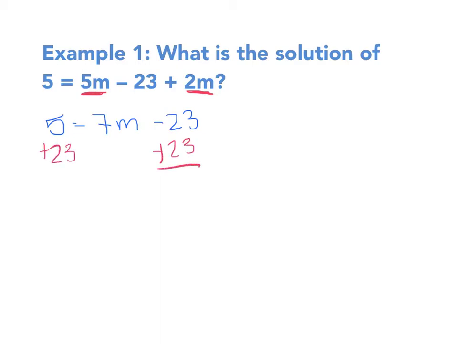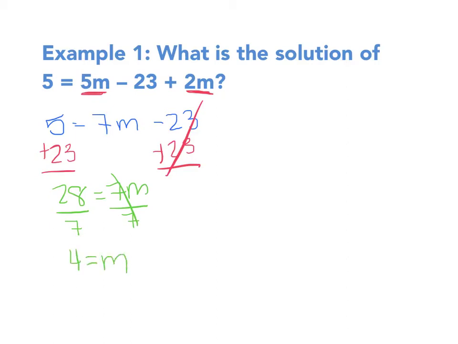Remember, my goal is to isolate the variable of m. So I add 23 to both sides. Negative 23 plus 23 is 0. It cancels out. 5 plus 23 is 28. And that is equal to 7m. And my final step is to get rid of that 7. 7m is equal to 28, but I want to know what 1m equals. 7 divided by 7 is 1. 28 divided by 7 is 4.